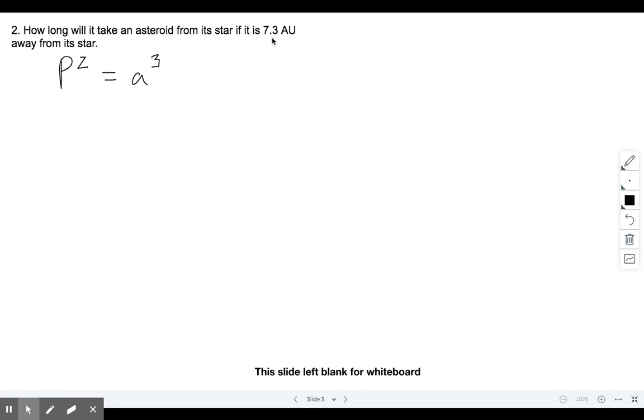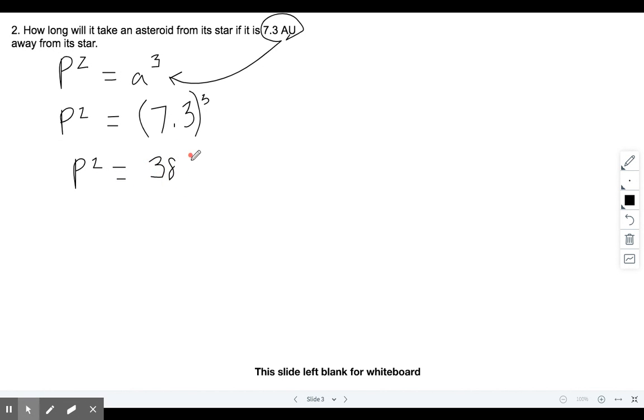So I know my AU corresponds with this. I'm looking for how long. So that's my p squared, my time, how long it's going to take to orbit. And then we're going to take 7.3 and cube it. I'll put it in my calculator, 7.3 cubed is 389.0. So I'm just going to keep it 389.